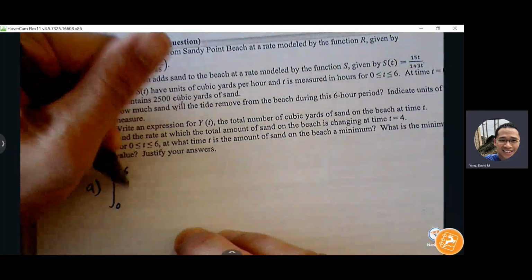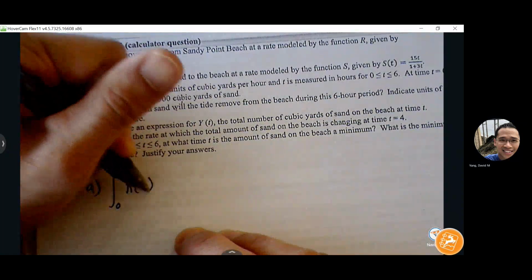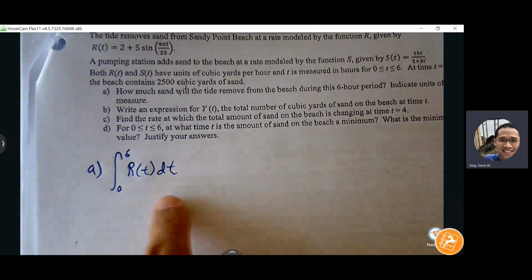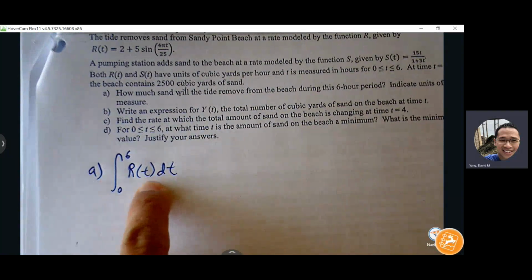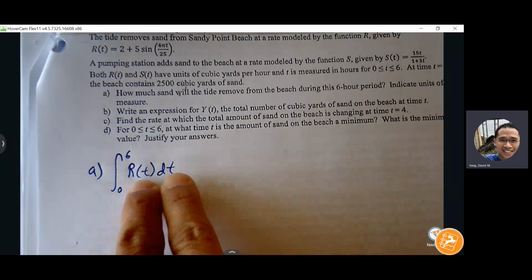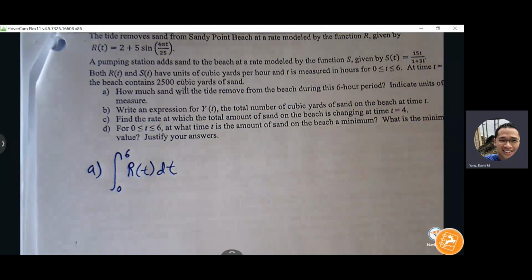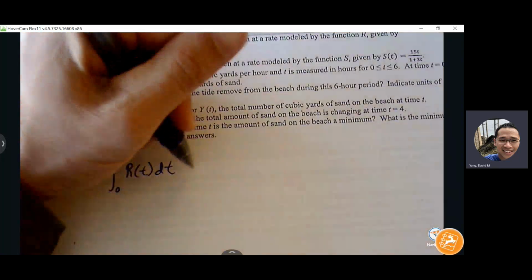So I want the integral of r of t dt. This should make sense because r of t is cubic yards per hour, and dt is in terms of hours, so cubic yards per hour times hours. Anytime we're dealing with an integral, you're thinking area of a rectangle, that's the easiest area formula. So width times height, that's what we're doing. We're accumulating all these rates over the course of this time period. So we make the calculator do the work for us.